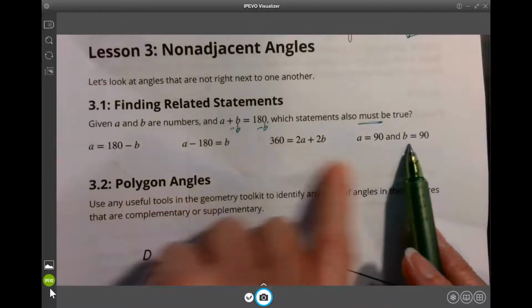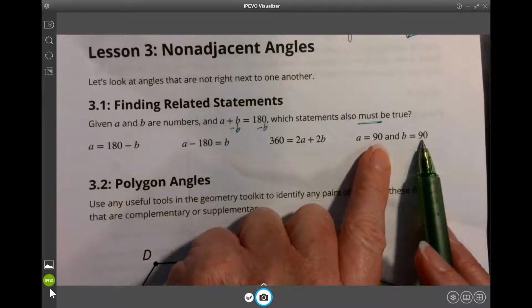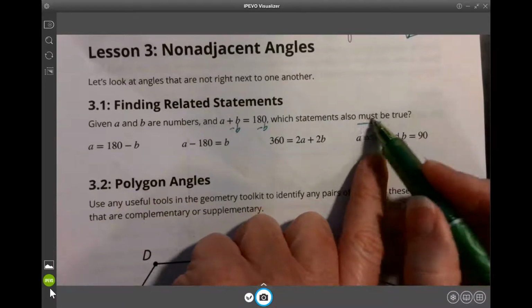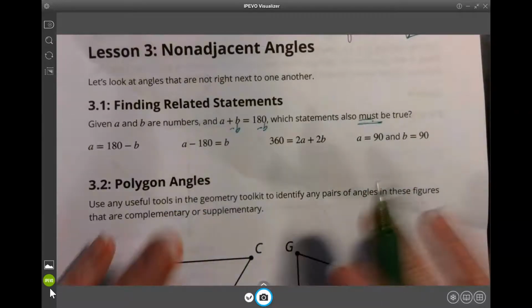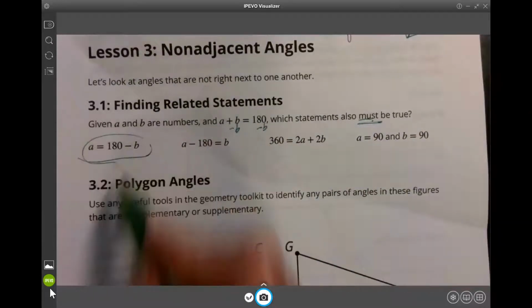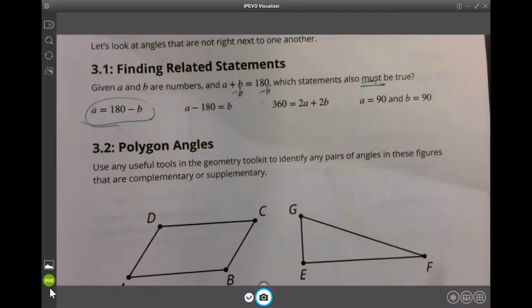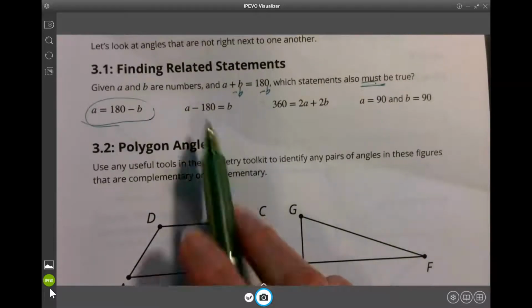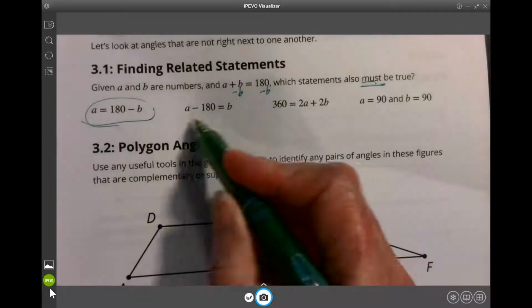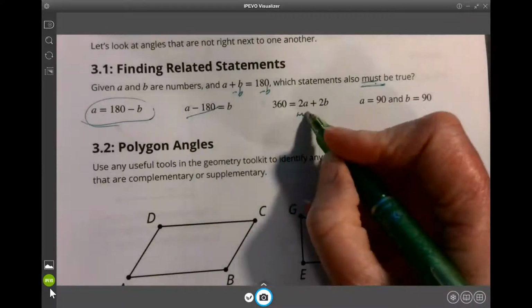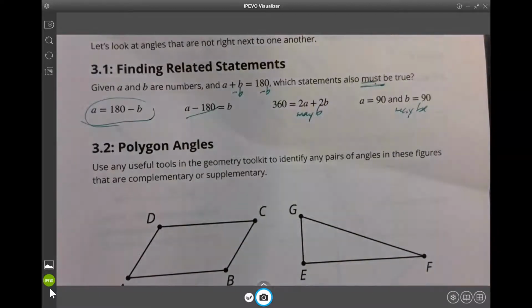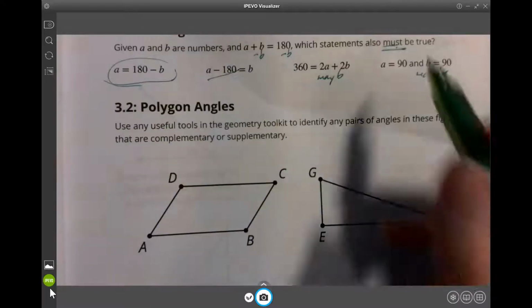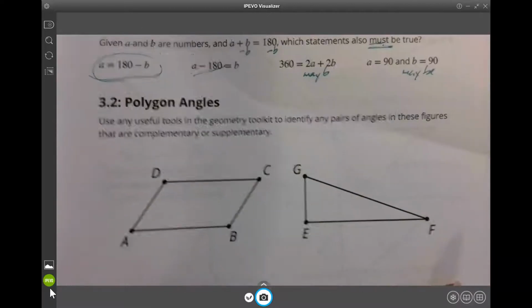And this one, even though you're going, oh yeah, that equals 180, but must it be true? No. Because a could be 20 and b could be 70. So that's the reason this one is for sure. The other ones you can't say for sure. Because this one is definitely not. This one's a maybe. And this one's a maybe. So we don't know. Because it says must be. So always be careful of that when you're doing it.